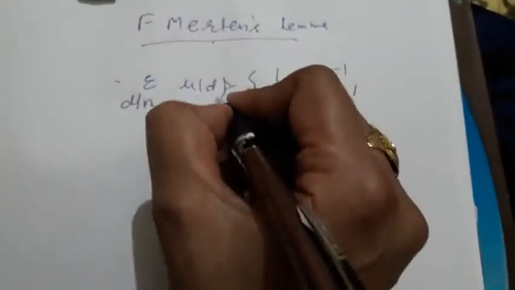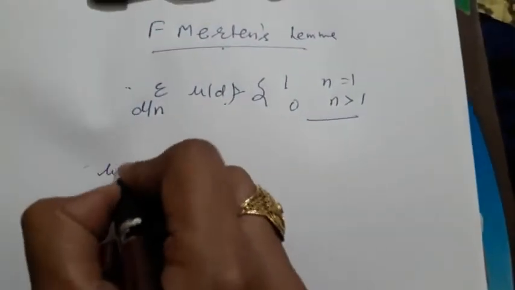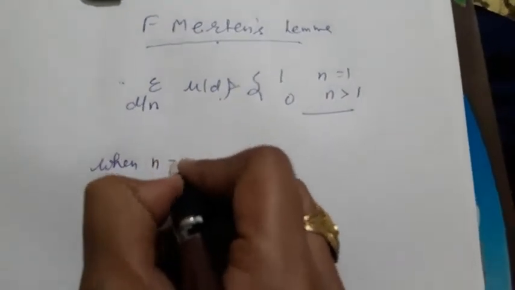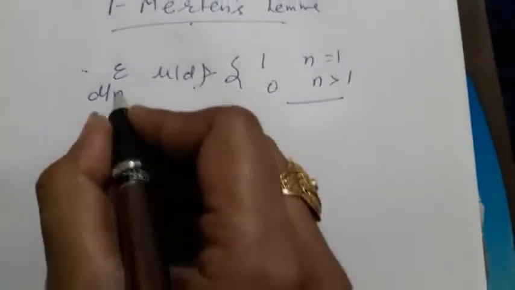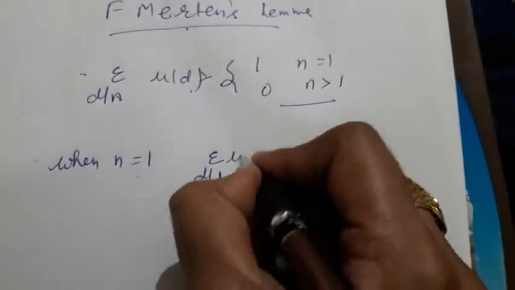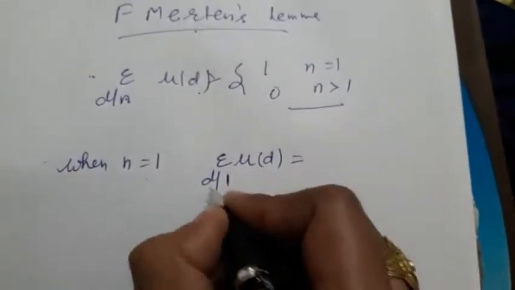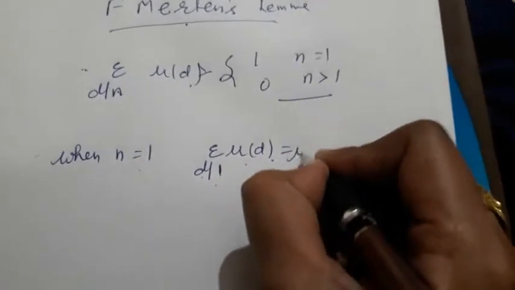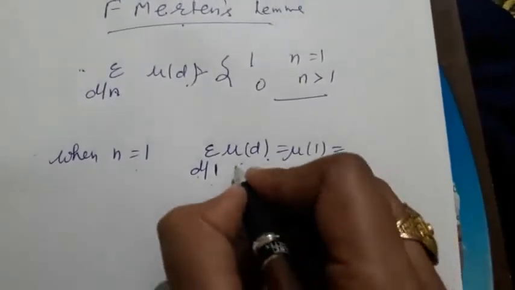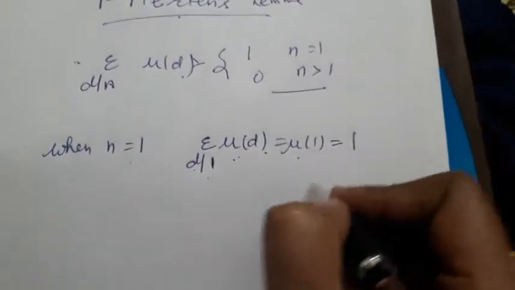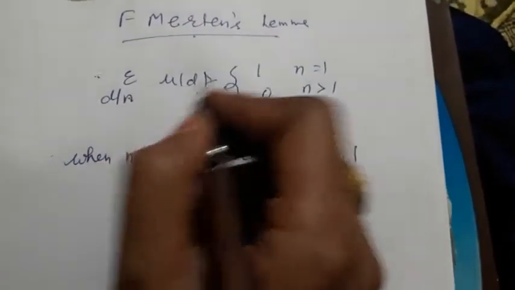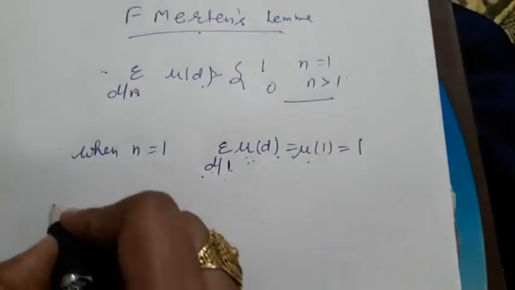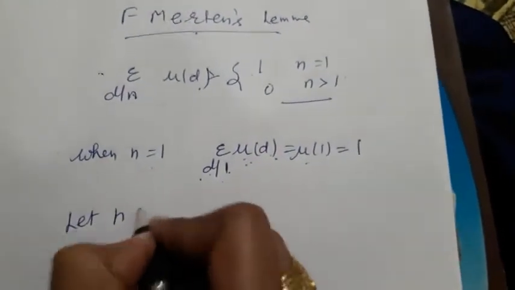So we prove it in two cases. When n is equal to 1, then summation over d dividing 1 of mu(d). The divisor of 1 is only 1, so its value is mu of 1. And we have defined the value of mu(1) as 1. So we have proved summation over d dividing n of mu(d) is equal to 1 for n equal to 1.